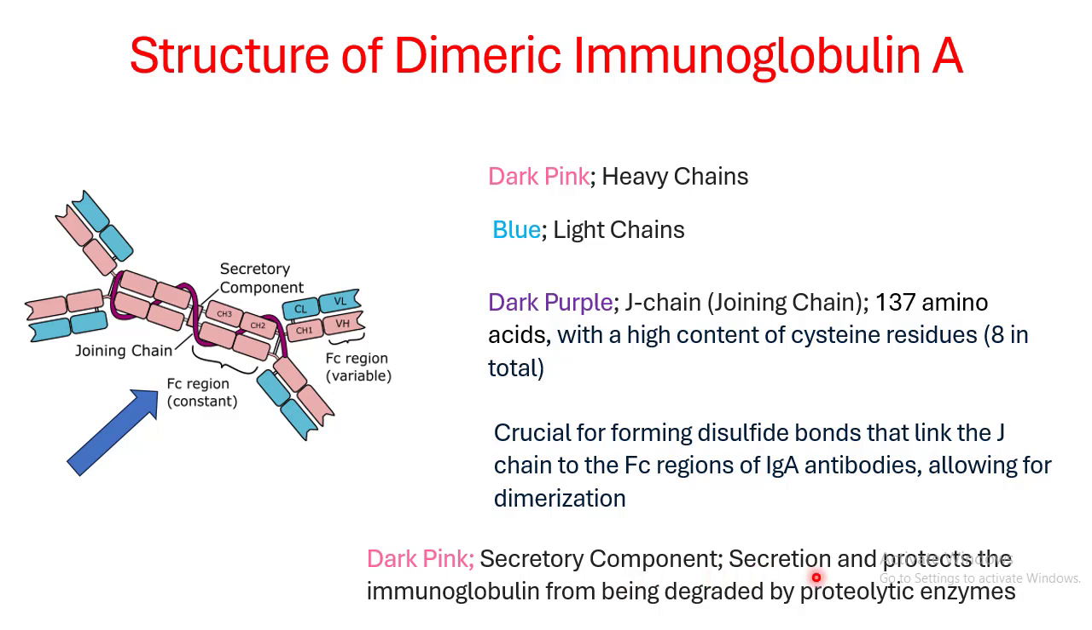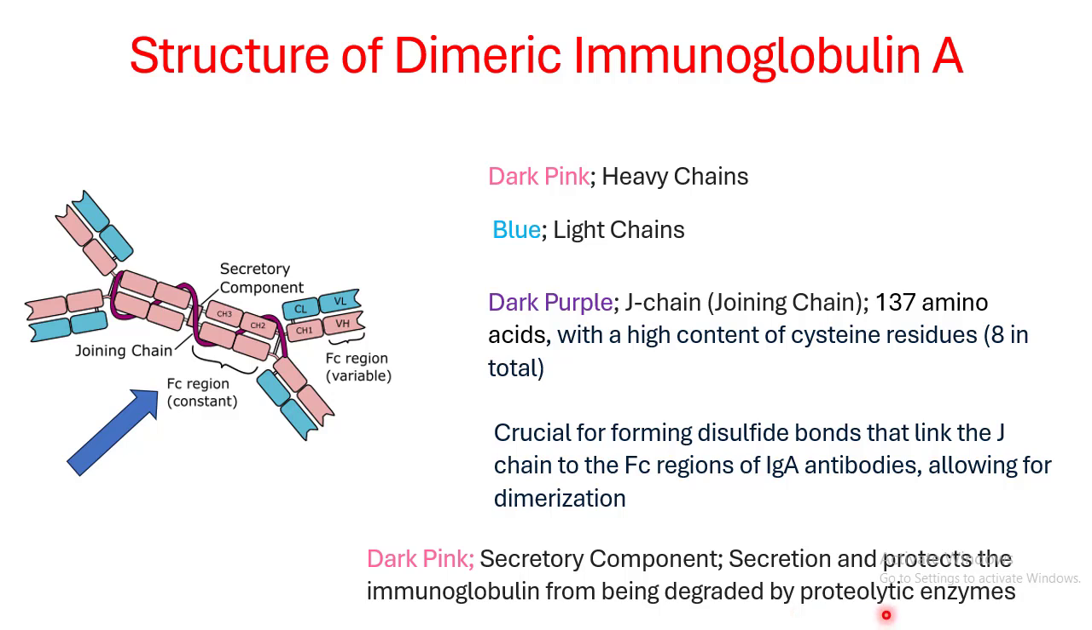As I've told you, the dimeric immunoglobulin A is usually found in the secretions like the tear, the saliva, or the colostrum, for example. So how are they secreted? The secretory component is actually responsible for this secretion. Secondly, the secretory component is very important to protect the dimeric immunoglobulin A from being degraded by the proteolytic enzymes.